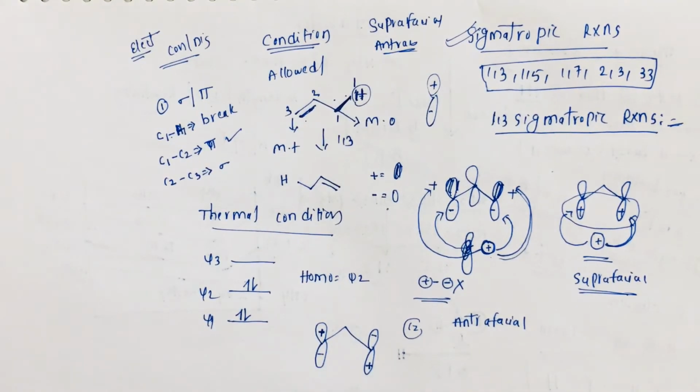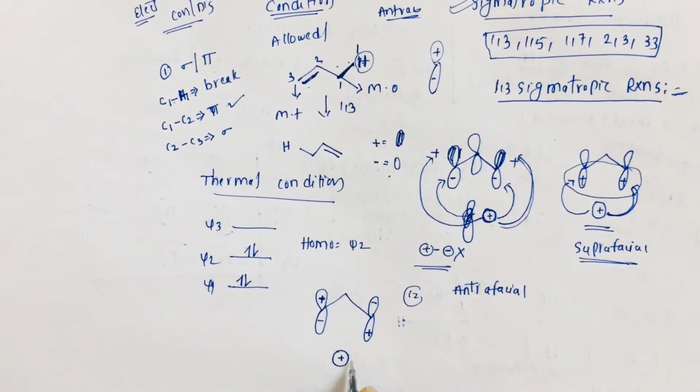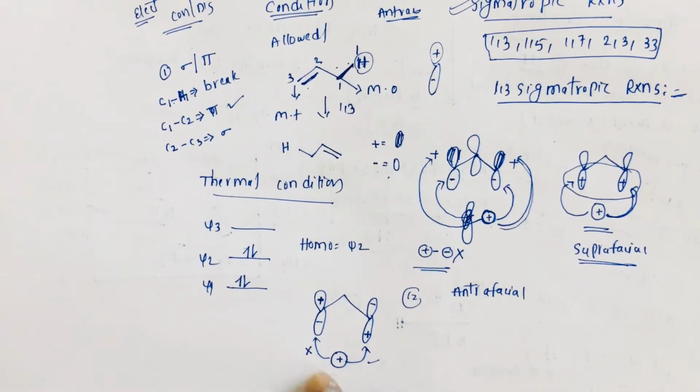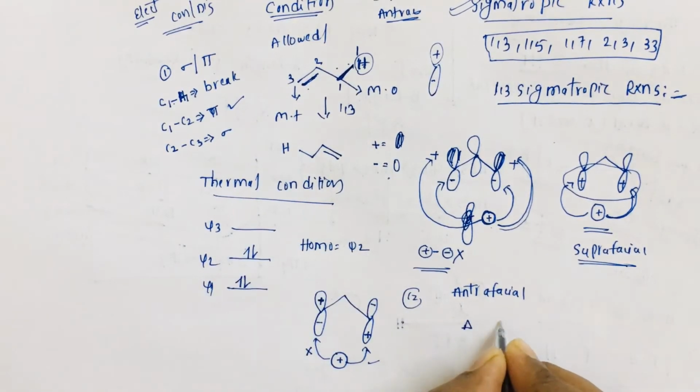Now we have a hydrogen here, with positive charge. Now this is allowed because positive with positive is allowed, but here positive and negative is not allowed. This kind of attack is called suprafacial attack. So in case of 1,3 thermal condition, suprafacial is forbidden.